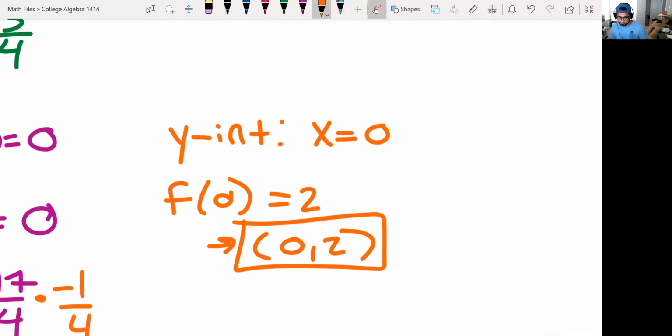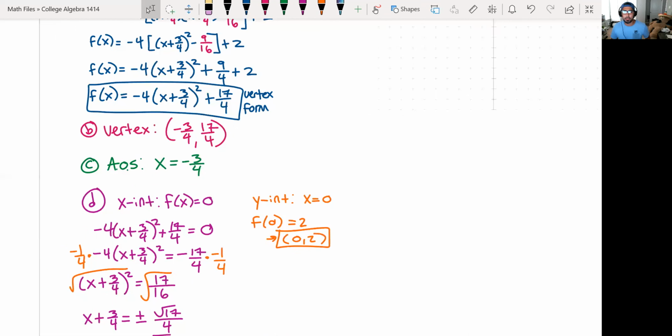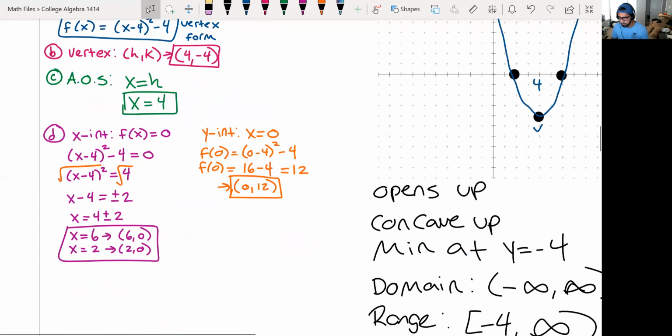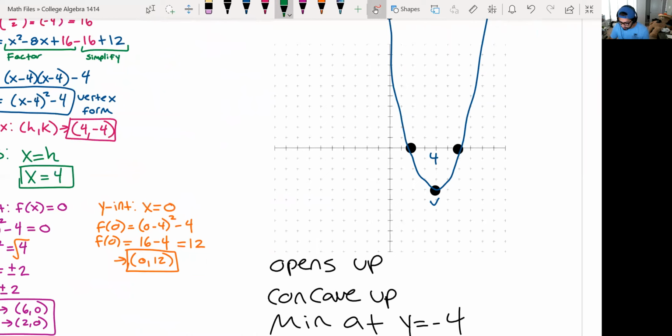Boom, done. Oh, I never drew the axis of symmetry in the last one, did I? Real quick. It's just the line that cuts straight through the parabola. There it is. That's your axis of symmetry.